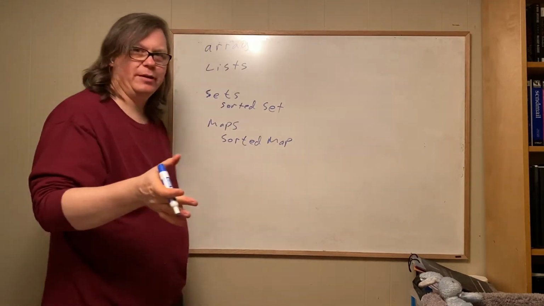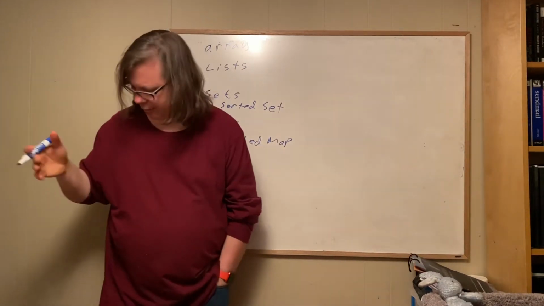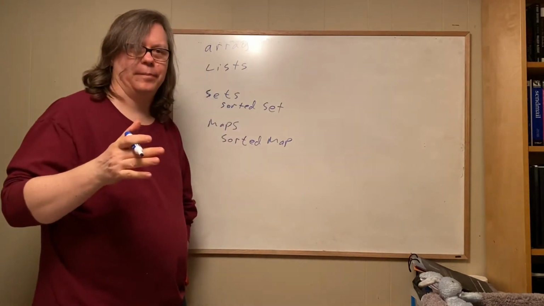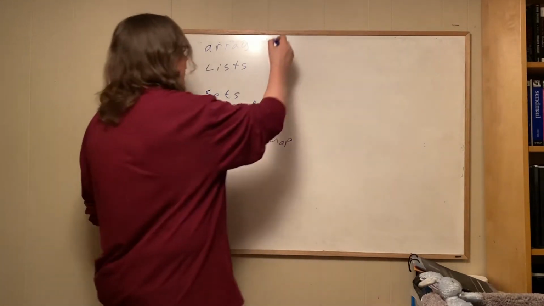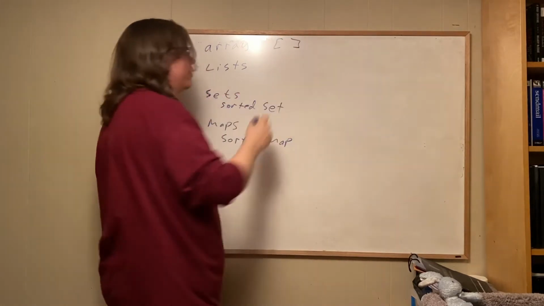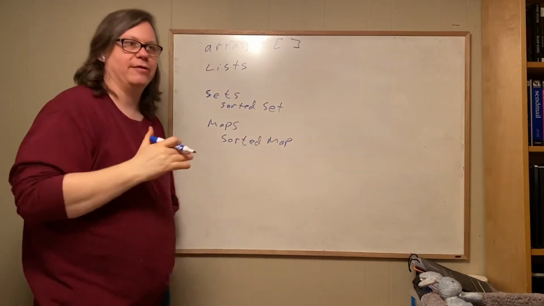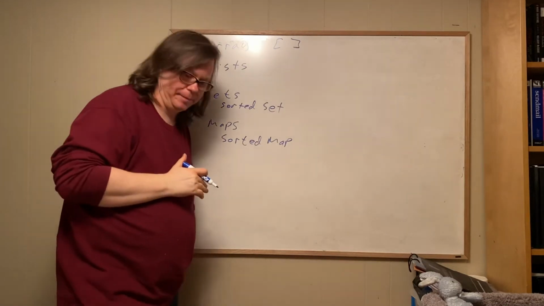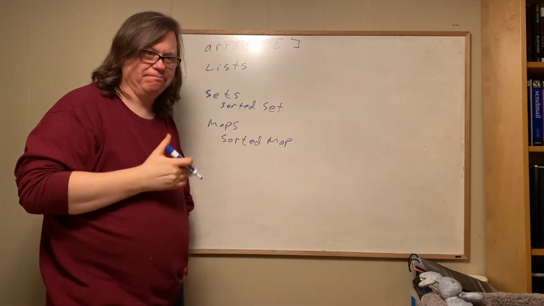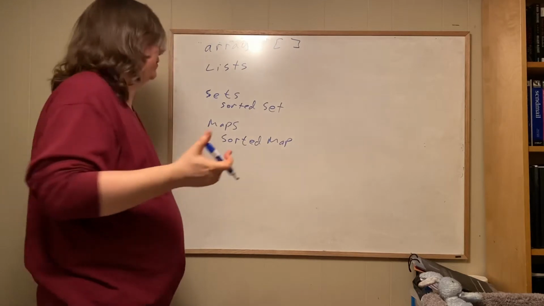Arrays, they're built into the language. They are a thing that just exist, right? They're accessed through square brackets. They're a contiguous block of memory. You can access them quite quickly. That's about all there is to that.